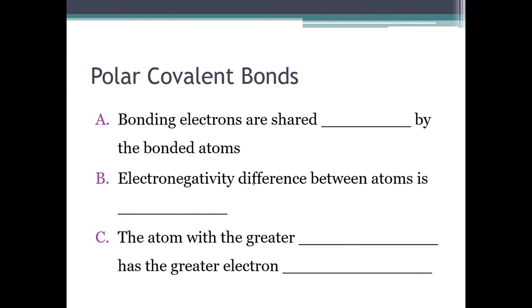Polar covalent bonds, the bonding electrons are shared unequally by the bonded atoms. The electronegativity difference between the atoms is moderate. You may have expected this to be a large difference, but it's not that different because they're still sharing. They're pretty close together in strength. One is just a little stronger than the other, just a little. So we give this electronegativity differences of 0.4 to 2. And again, this is sort of like a rough ballpark idea.